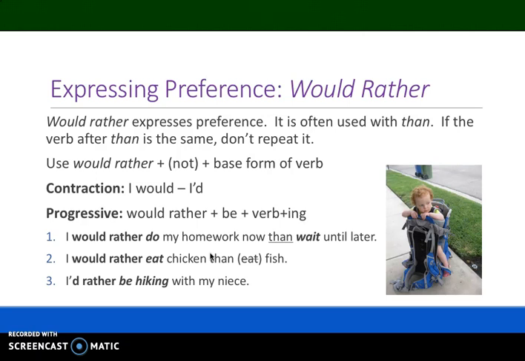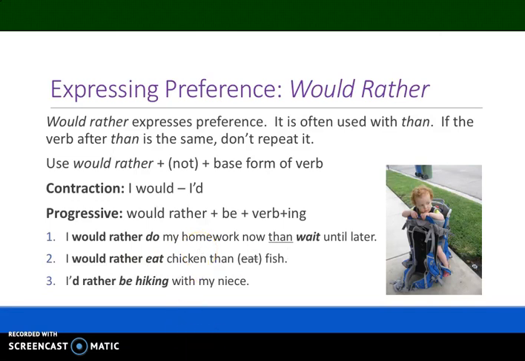Here are some examples. I would rather do my homework now than wait until later. So here we have would rather, we have do, we have than, and then wait, which is another verb. So in this sentence, we are expressing our preference to do homework now.